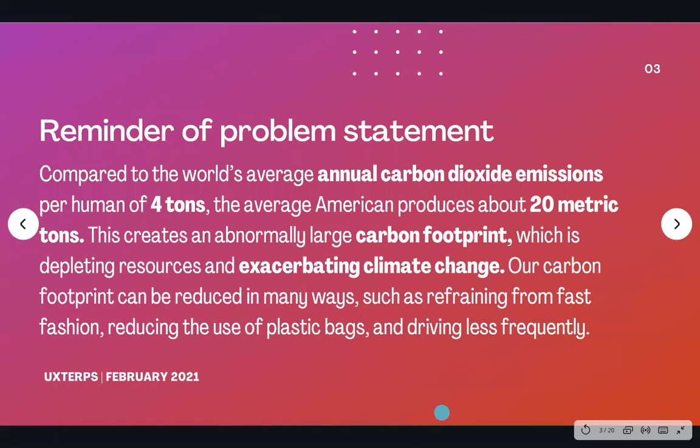So this is our problem statement for this week. And it reads, compared to the world's average annual carbon dioxide emissions per human of 4 tons, which is still a lot, the average American produces about 20 metric tons. This creates an abnormally large carbon footprint, which is depleting resources and exacerbating climate change. Our carbon footprint can be reduced in many ways, such as refraining from fast fashion, reducing the use of plastic bags, and driving less frequently.